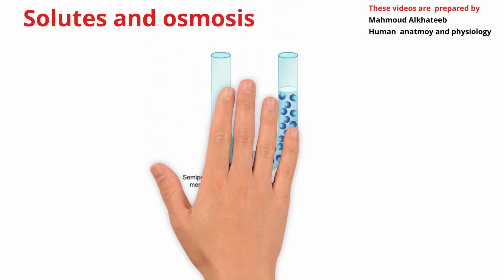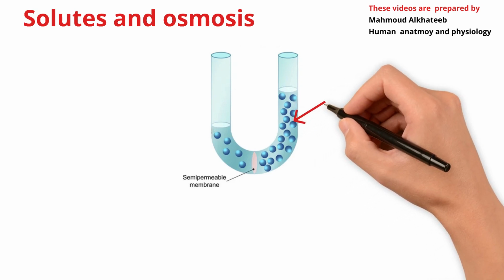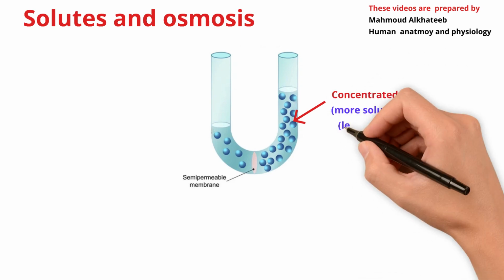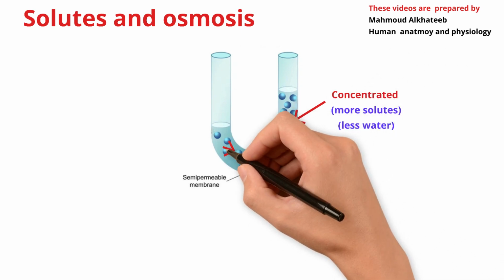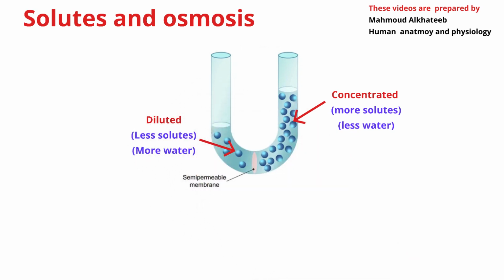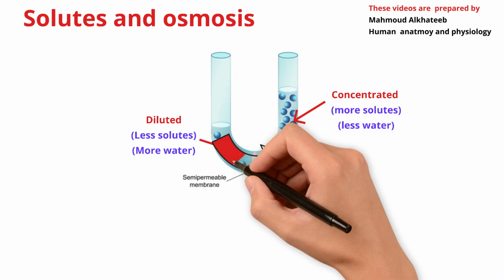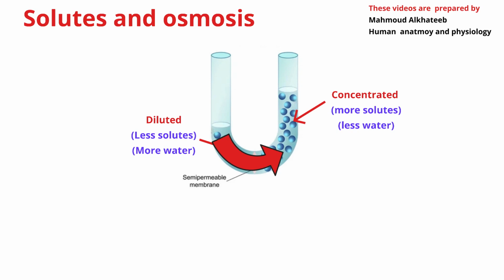To understand this, look at this image. You can observe a semi-permeable membrane separating the right and left sides of the container. Also, the right side of the container is more concentrated, containing more solutes. However, the left side is diluted, containing less solutes and more water. This means that water content is more in the left side of the container as it contains less solutes. Herein, water will follow its concentration gradient and moves from the left side to the right side of the container to balance solute concentration.